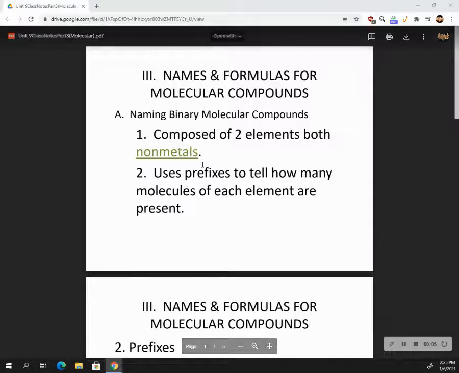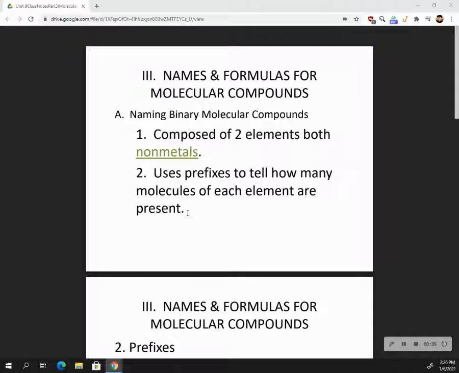Okay, so another review. We've done naming of binary molecules, so molecular compounds or covalent bonds. So remember, these are composed of nonmetals, so anything in group basically 14 through 17, because of course your noble gases normally aren't going to be a factor in molecular compounds. They're going to be by themselves 99% of the time.